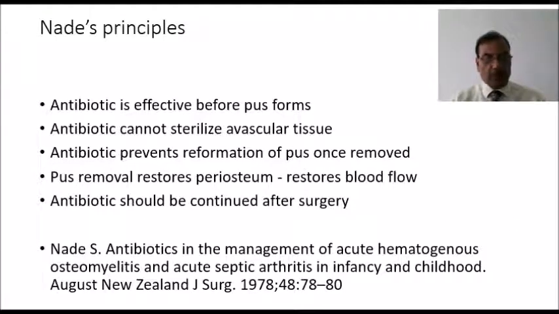Remember some of the principles. Antibiotic is effective before the pus is formed. Antibiotic cannot sterilize avascular tissue. So the sequestrum, which becomes avascular, is a good nidus for the bacteria to remain there because the antibiotic cannot sterilize it. Antibiotic prevents formation of the pus, and once the pus has been removed, pus removal restores the periosteum and also its blood flow, so the metabolic activity of that part of the cortex is restored. Antibiotics should be continued after the surgery has been performed.